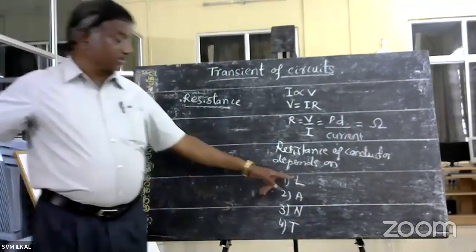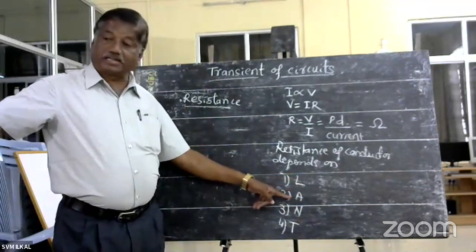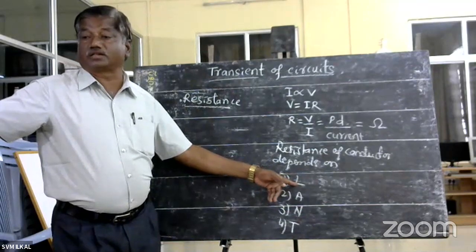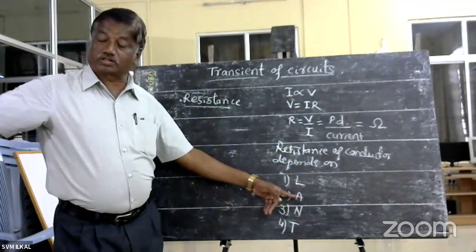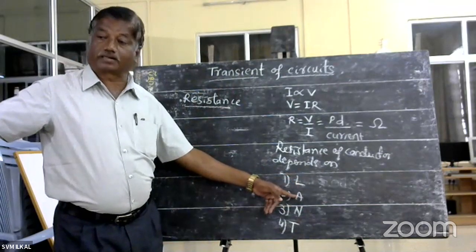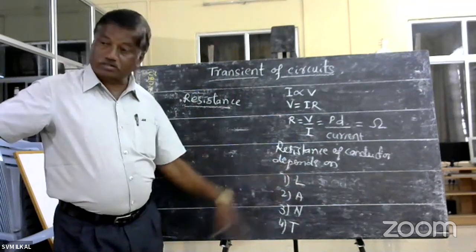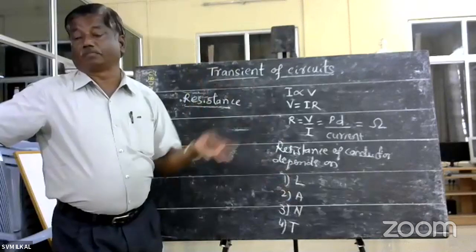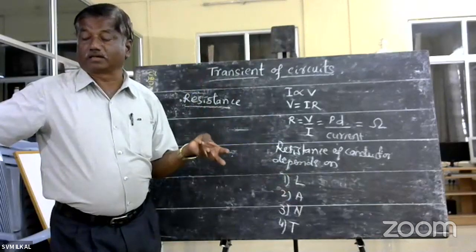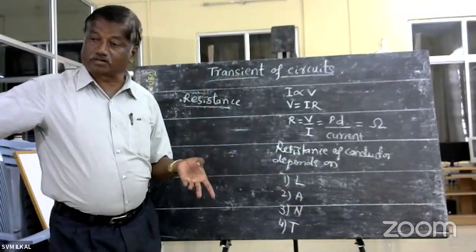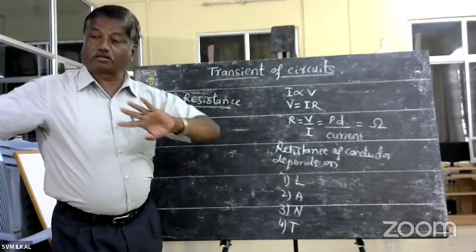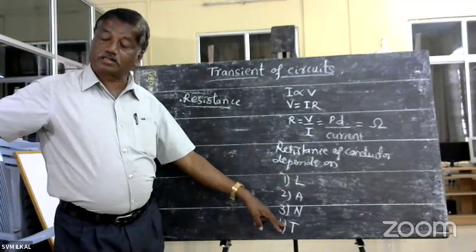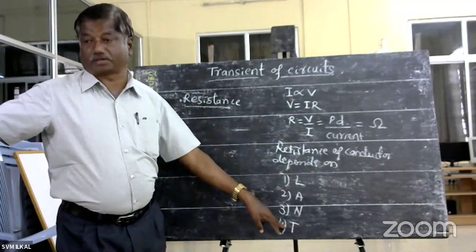Okay. One is the length, another is the area of cross section. Whenever there is a change in the length, there is a change in the resistance, and when the area of cross section changes, resistance varies. If the nature of the material changes, nature means copper, aluminum, iron, cobalt, nickel, all these are conductors, then resistance is different. Then the resistance also varies with the temperature.